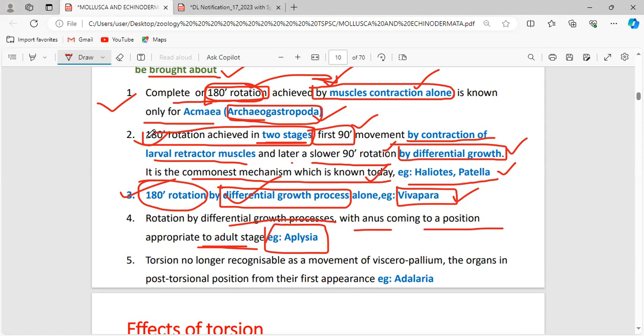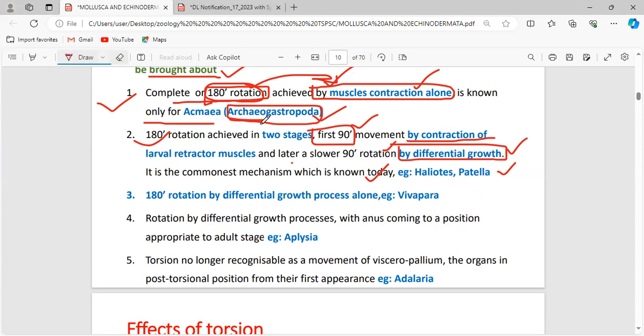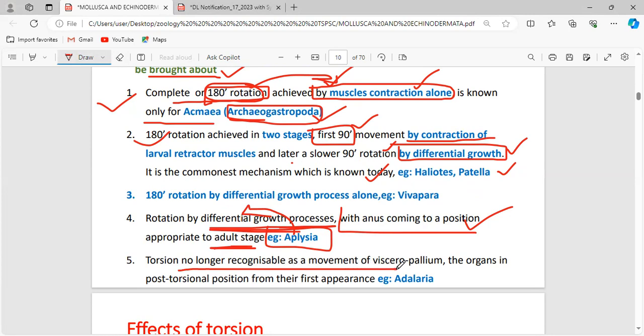An example is Aplysia. What they are saying here is that in Aplysia, again, it happens by the differential growth process. So here also the complete rotation is considered differential growth, with the anus coming to the position of the adult stage, which means an anterior position in the adult. Torsion is no longer recognizable as a movement of the visceropallium, the organs being in the post-torsional position from their first appearance.